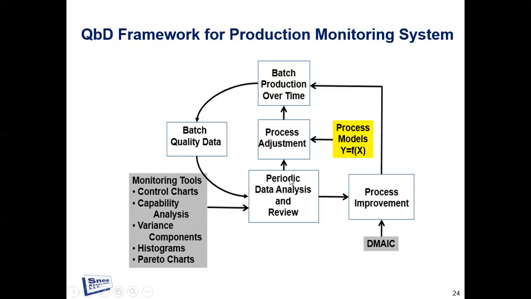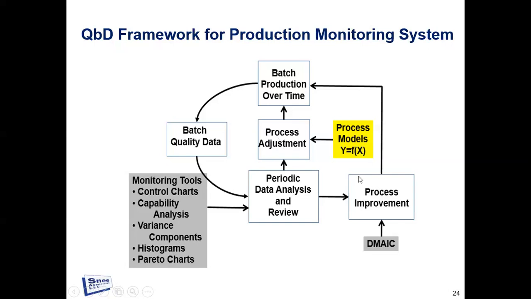And of course, this analysis goes on. I guess I ought to talk over here some of the monitoring tools that are used in doing this analysis and review. There's things like control charts, capability analysis, process variance components, histograms, Pareto charts, and other kinds of things. But as we do this analysis for processes, from time to time, we find out that, lo and behold, try as we might, the need for process adjustments continues to arise.